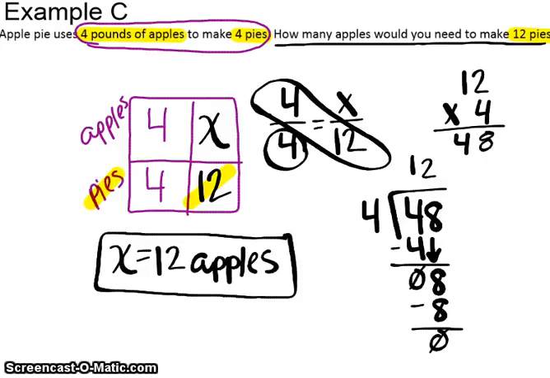Alright, what I want you to do is go ahead and glue these in, and then once we do that, I want you to take out your assignment so that we can do number 4 together. So that's right on the back side of the front page. So we want to do number 4 together, so go ahead and get that out.